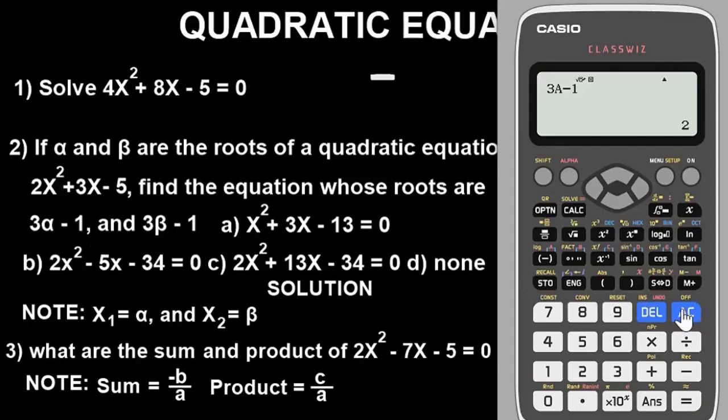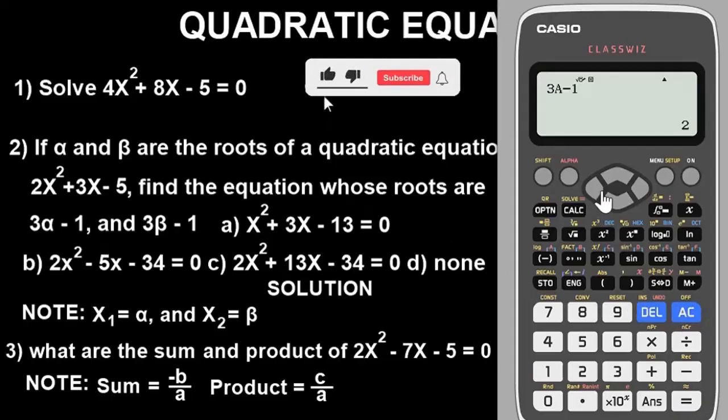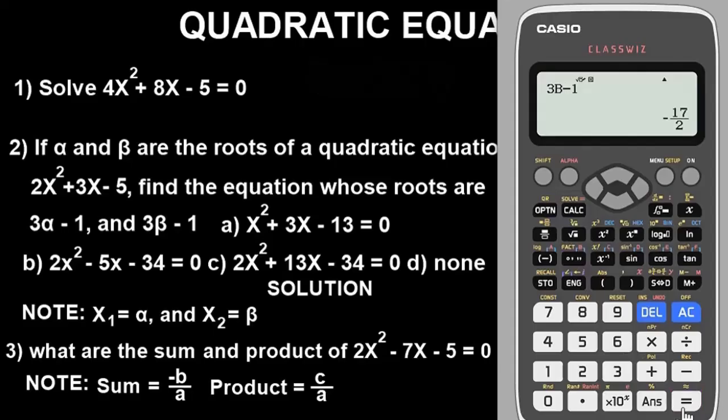Then let's check 3 beta minus 1. Let's adjust it here, delete it and put beta. Alpha, this beta will come out, guys, press equal to. So minus 17/2. Let's change it to decimal. That's minus 8.5. So guys, that means our new roots now are 2 and minus 8.5.